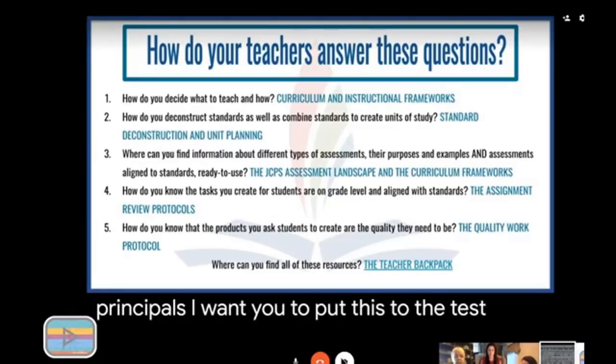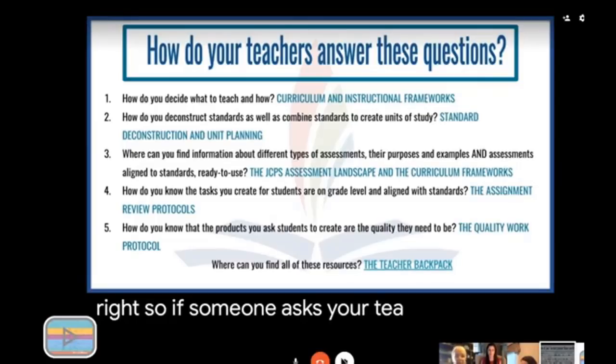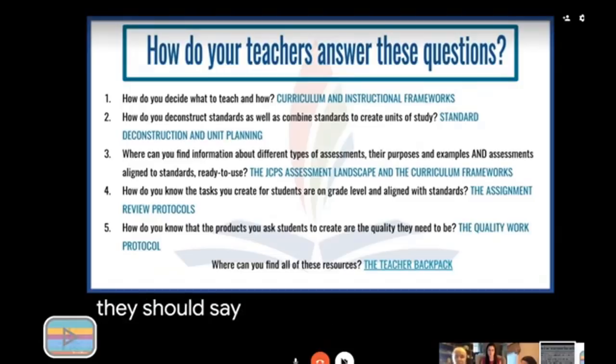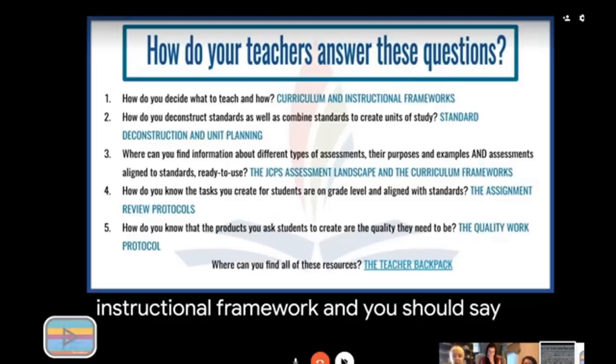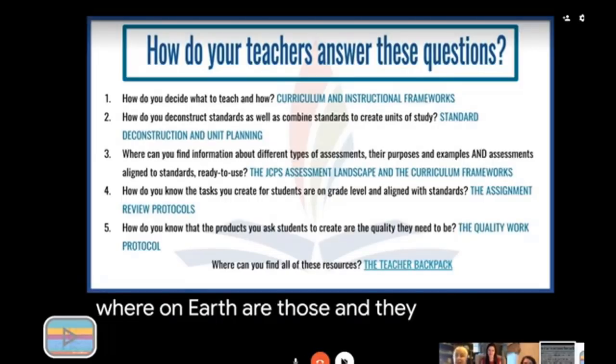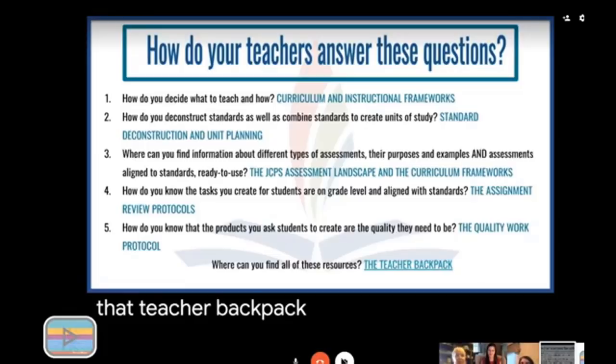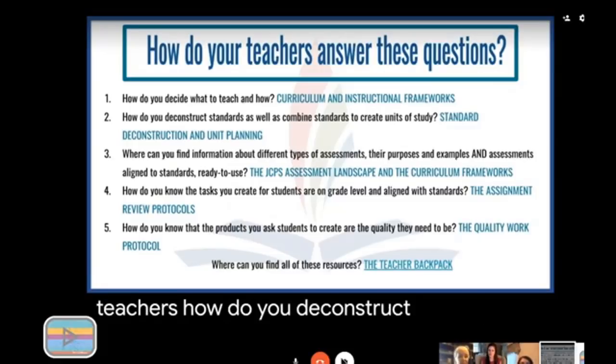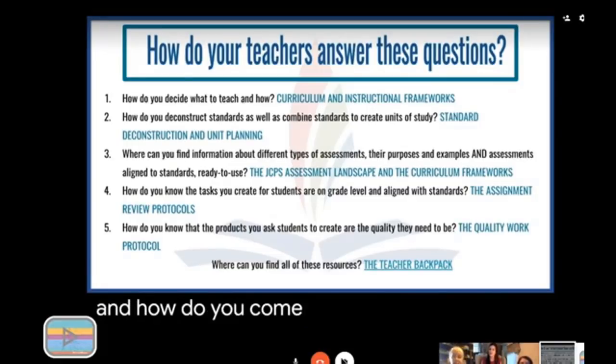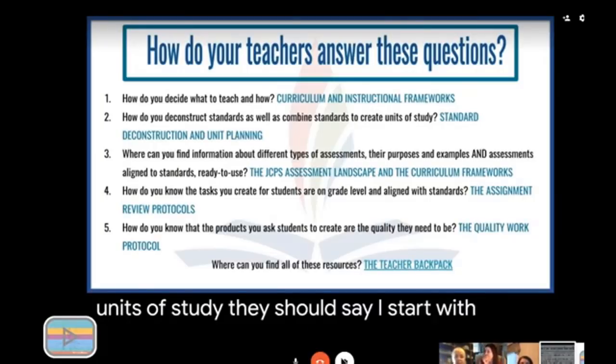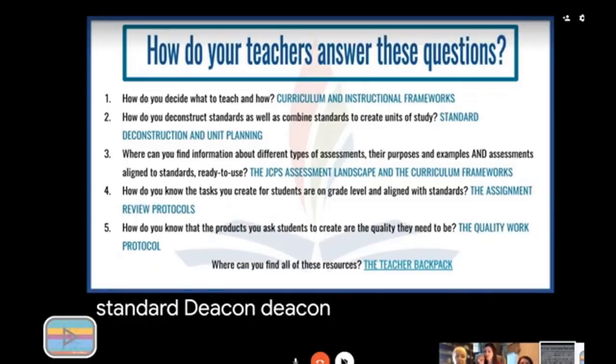If someone asks your teachers, how do you decide what to teach and how to teach it? They should say, I start with the curriculum and instructional frameworks. And you should say, where on earth are those? And they should say the teacher backpack. If you ask your teachers, how do you deconstruct standards and how do you combine standards to create units of study? They should say, I start with the standard deconstruction and unit planning protocol that is in the teacher backpack.